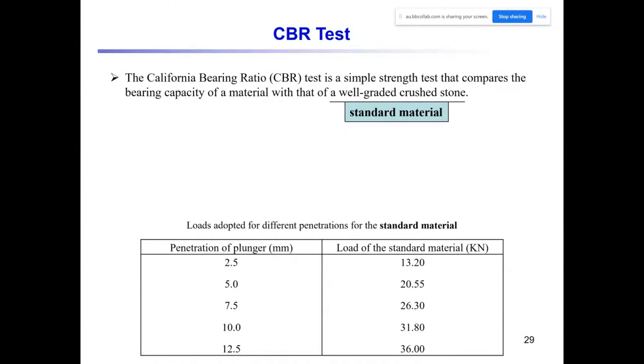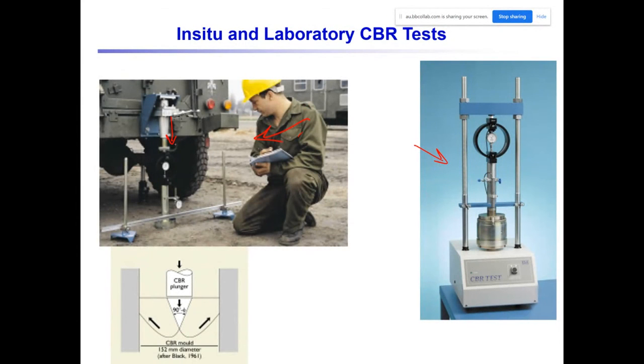As I mentioned, for determination of the CBR, we need to compare the strengths of the soil with the strengths of a standard material. This standard material is a well-graded crushed stone. If you conduct the test on this standard material, these are the values that you get. You are applying a load, the load will increase, and we will have the penetration of the cone inside the soil. The rate of penetration in this test is constant, around 1 millimeter per minute.